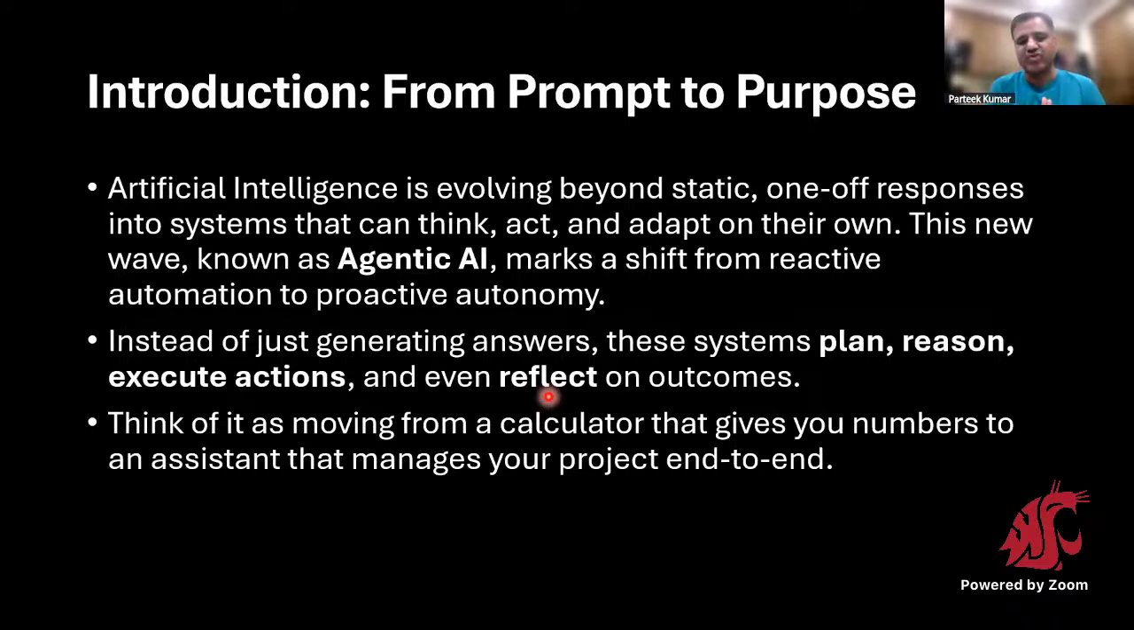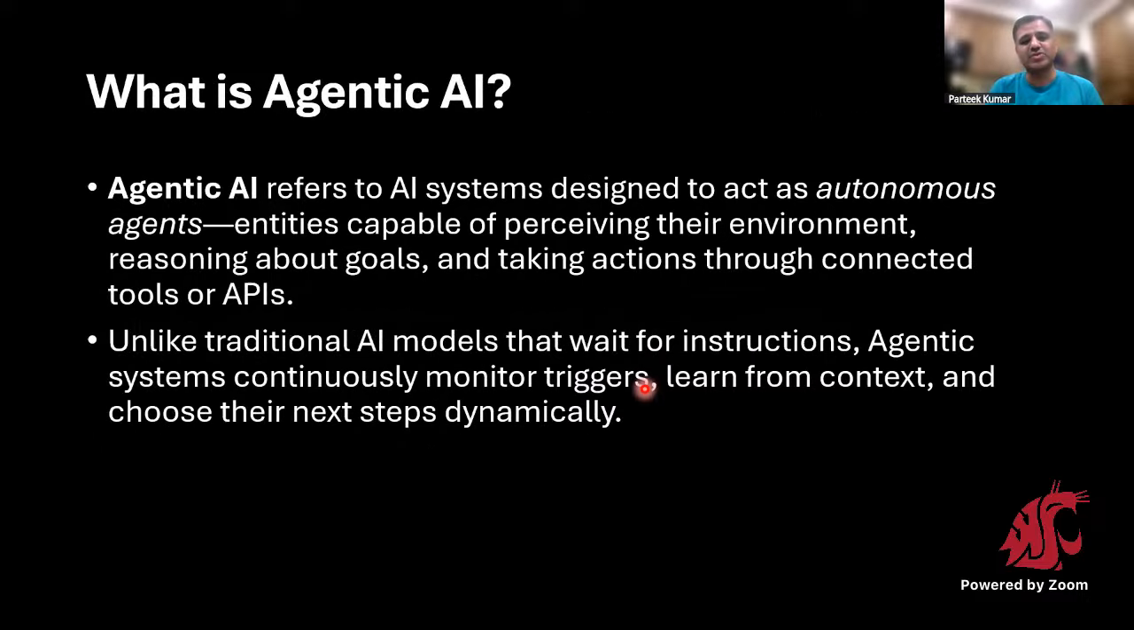We give access to various tools, and based on that, it performs automation of a lot more activities. So you can think of this as moving from a calculator that just gives us the numbers to an assistant that manages your project end to end. So here, these agentic AI systems are now capable of managing a full end-to-end project. How we can do this through various tools is our objective for this workshop.